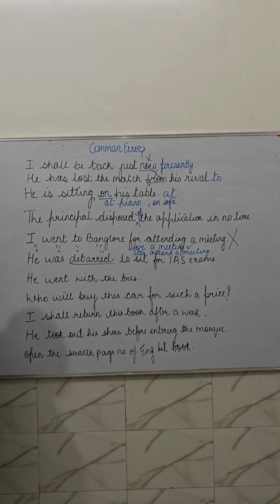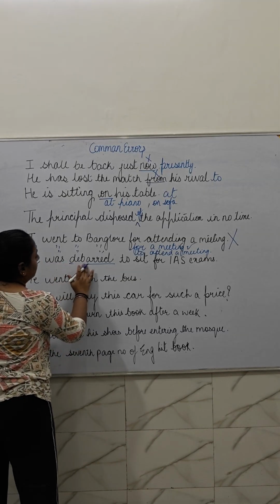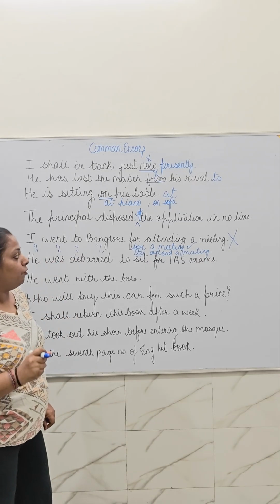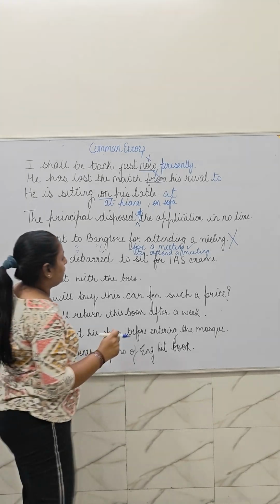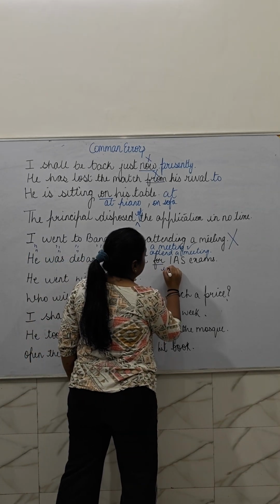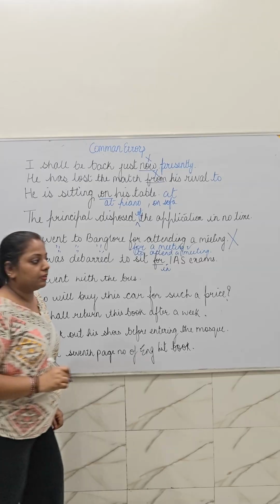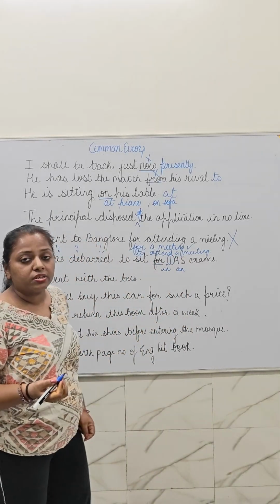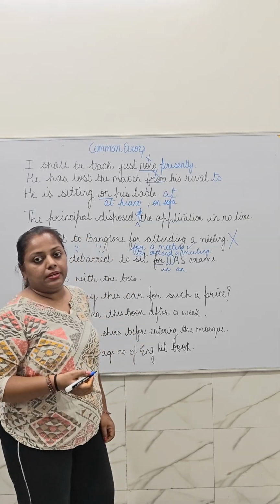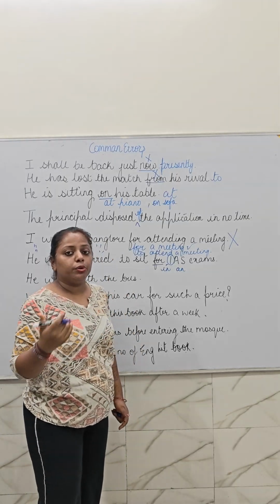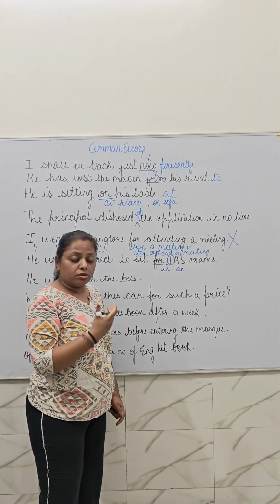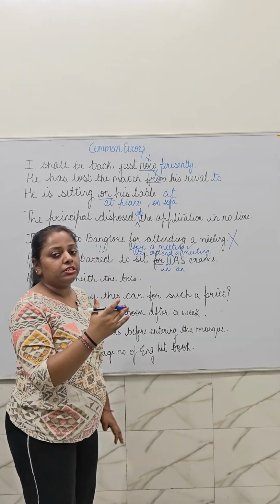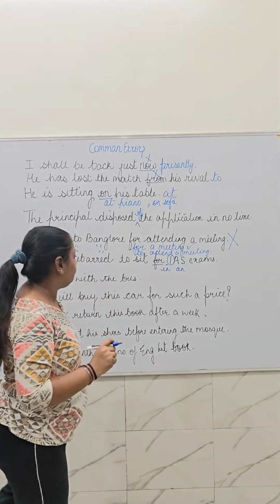Now the problem or the error over here is, he was debarred to sit for IS exams. It should be, he was debarred to sit in IS exams. And there should be an article also. Because I is a vowel. Before every vowel, A, E, I, O, U, and also certain consonants which produce the sound of a vowel, we put an article, we put an, okay?